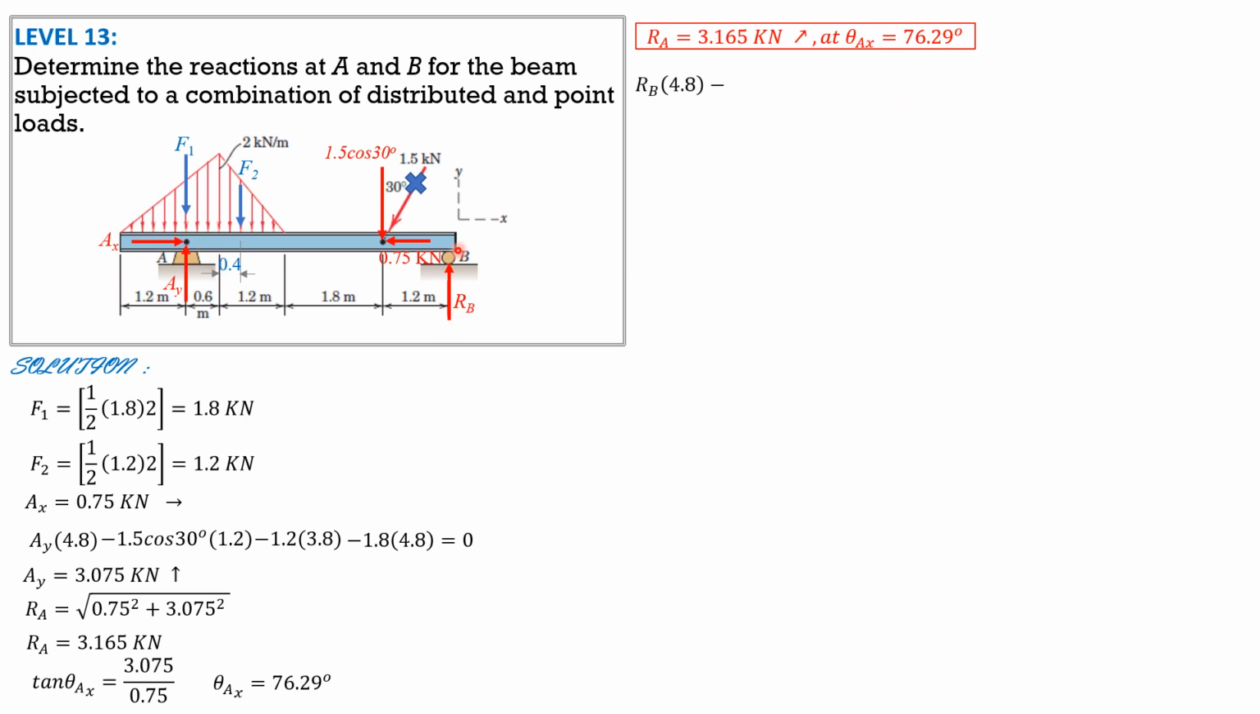So we have R sub B times 4.8, counterclockwise positive, minus 1.8 F1 times 0, then minus 1.2 times 1, 0.4 plus 0.6 is 1, minus 1.5 cosine 30 degrees times 3.6. So 1.8, 1.2 plus 0.6, so 3.6 equals 0. So R sub B is equal to 1.224 kilonewtons upward.